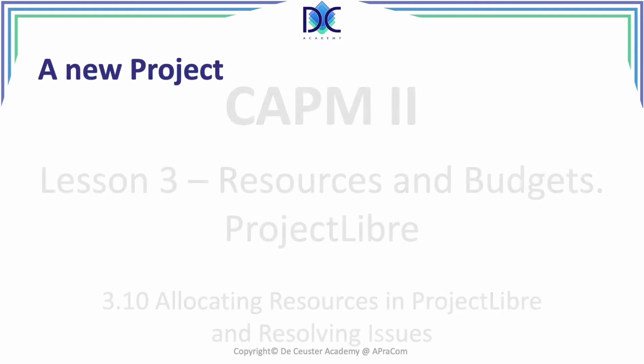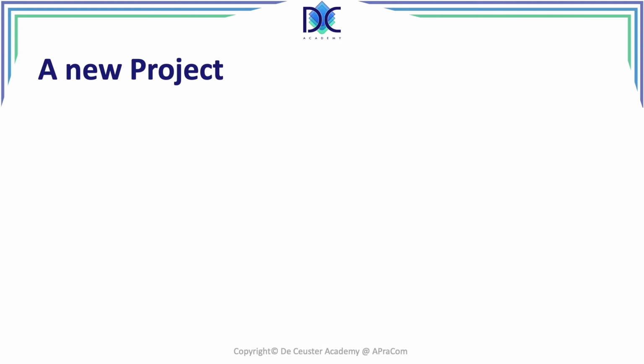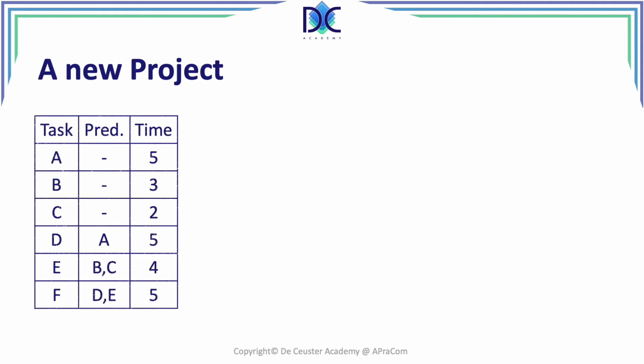Let's have a look at the new project. We have a project that we want to integrate into ProjectLibre. And our project has six tasks from A to F. Task A, B, and C have no predecessors. And task A has a duration of 5 time periods, B 3 time periods, and C 2 time periods.